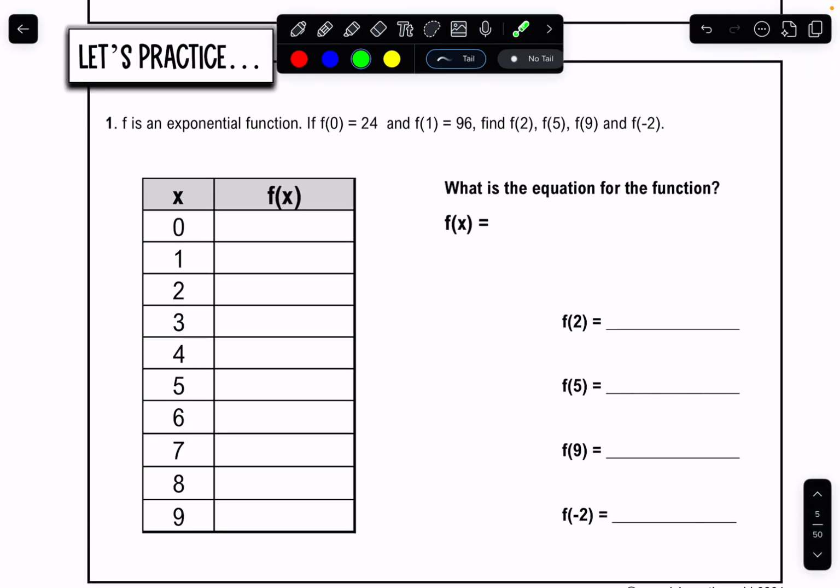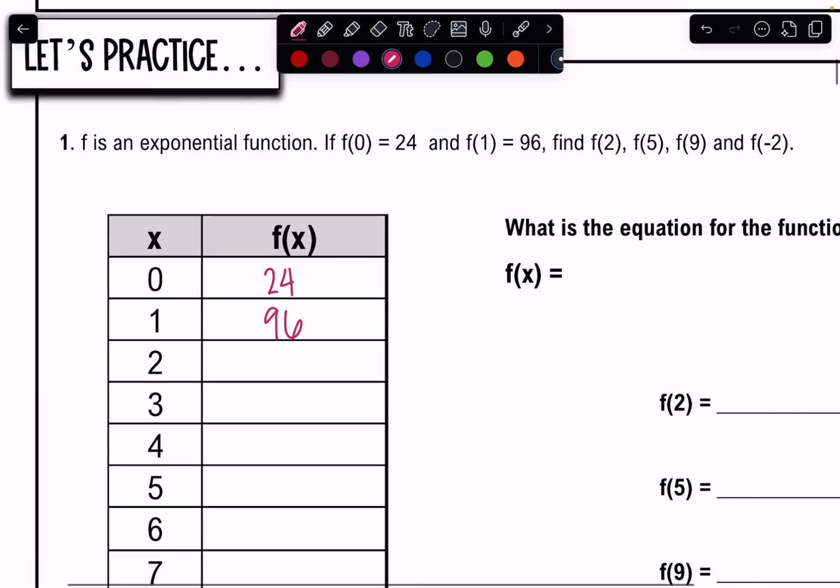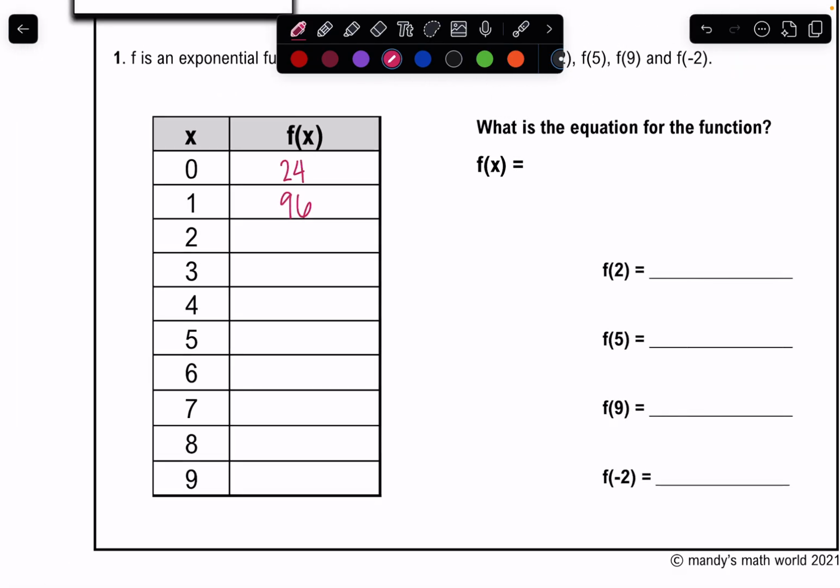So for this example, it says f is an exponential function. If f of 0 equals 24, we can fill that in. f of 1 is 96. We want to find f of 2, f of 5, f of 9, and f of negative 2, okay? But we do have a whole table here for us to fill out as well.